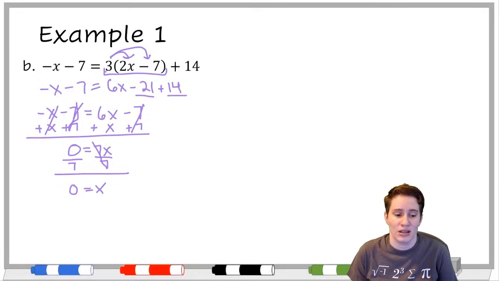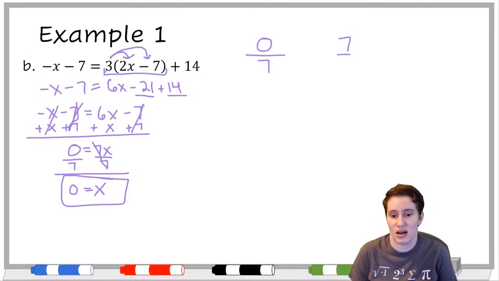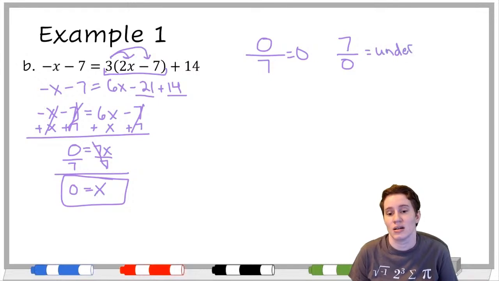Now, there's this confusion a lot of times between which of these is okay and which of these is not okay. You are allowed to have 0 on top of a fraction. 0 divided by 7 is 0. You're not allowed to have 0 on the bottom of a fraction and get an answer. We call this undefined. And here's why.